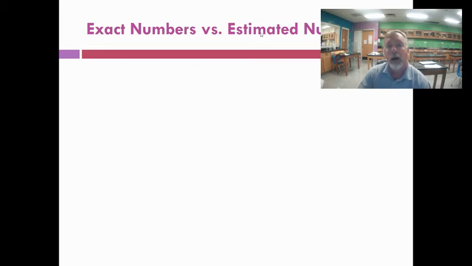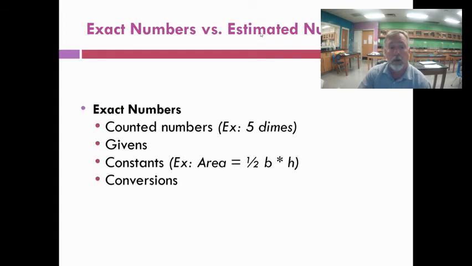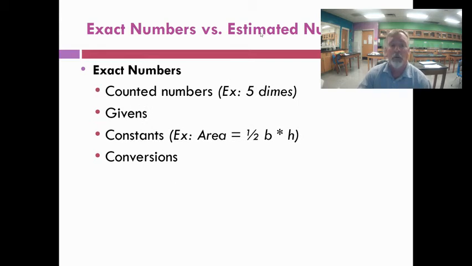All right. So exact numbers versus estimated numbers. Just a quick one on that. Some exact numbers are things like we counted, right? There's 5 dimes. There's not an estimate there. We don't have 5.1 dimes. You have 5 dimes. If I give you a number, like I say it's a given number, right, then we consider that one exact. We have constants that are exact, like in the area of a triangle, that 1/2, that's exact. And if we give you conversions, those are going to be exact as well.